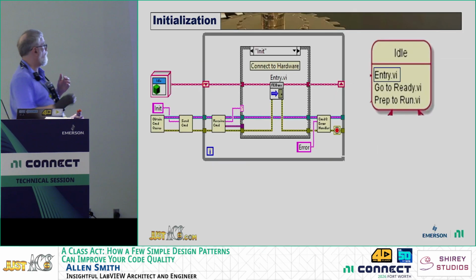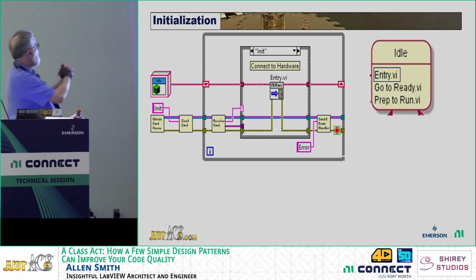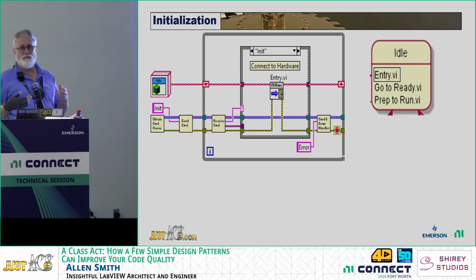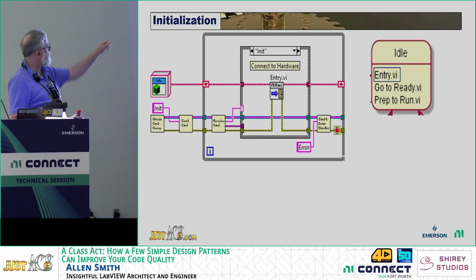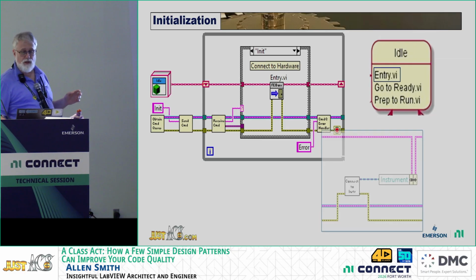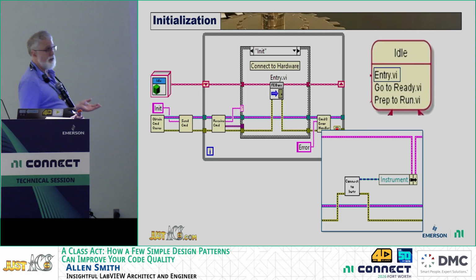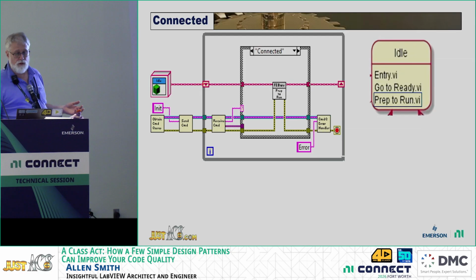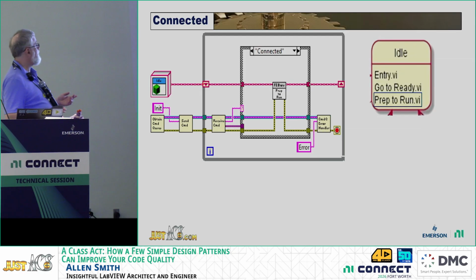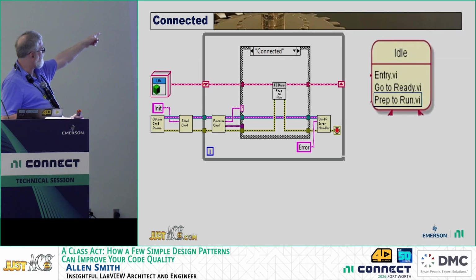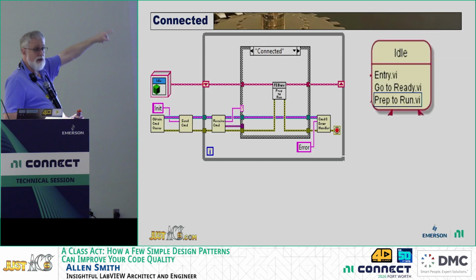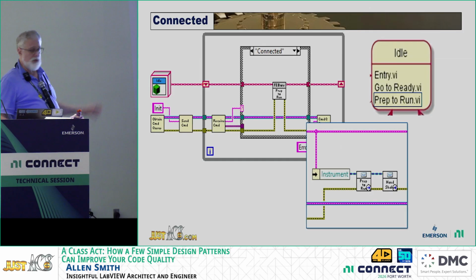So going back to my original problem, when I'm initializing, that's the equivalent of entering my initial idle state. So I have an entry VI, and what do I do in entry? Connect to the instrument. So now I'm connected, I prep to run, or I get the connected message back, and when I get to connected, I go, oh yeah, I'm supposed to do prep to run. If I'm idle, I implement prep to run, which sends the prep to run message. Okay, cool, right?